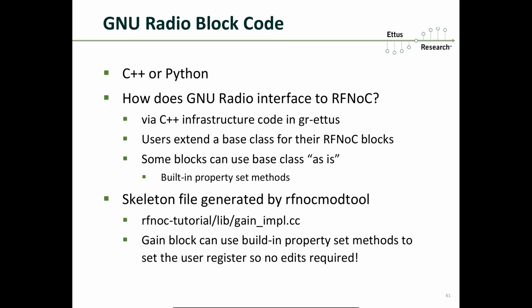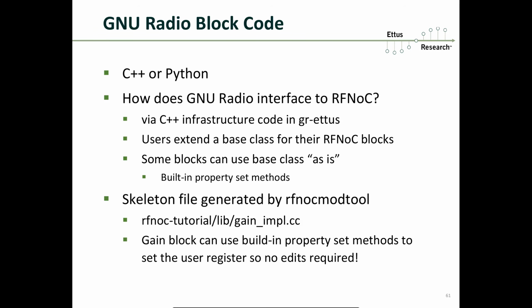It has some built-in methods that allow you to set the properties of your block, which we had just seen in the block controller. For instance, in our gain block, we have a property to set the user register. So in our GNU Radio block code, we could just use this built-in method to set that property without having to write any special methods to do it directly. And we'll see that this is a really nice little shortcut that we can use with our GRC YAML file to make it easy to interact with our block without having to write a lot of C++ code.